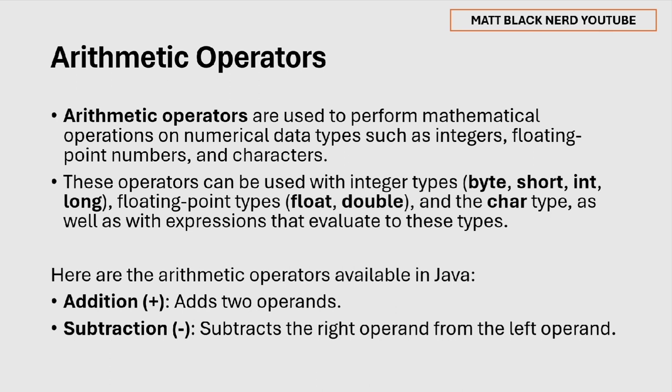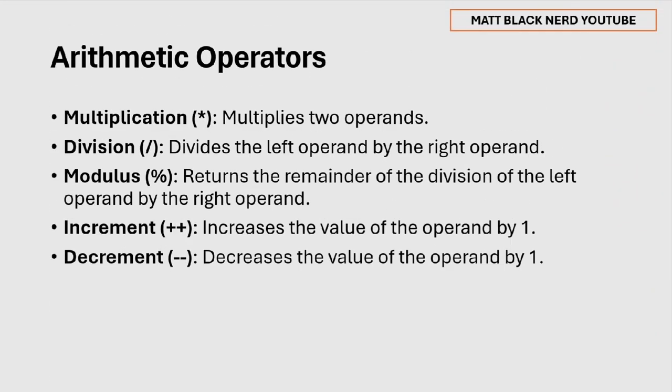Addition adds two operands. Subtraction subtracts the right operand from the left operand. Multiplication multiplies two operands. Division divides the left operand by the right operand. Modulus returns the remainder of the division of the left operand by the right operand. Increment increases the value of the operand by 1. Decrement decreases the value of the operand by 1.